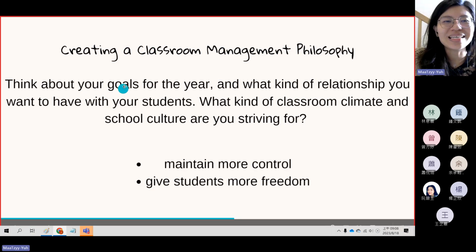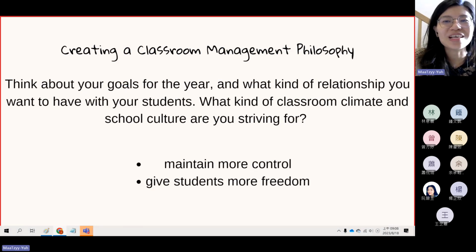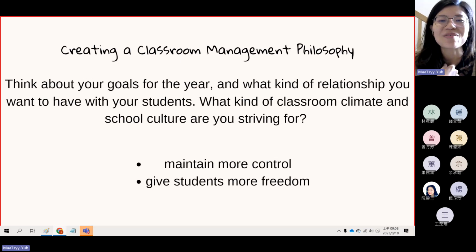And also, okay, this is the part I'm interested in: creating a classroom management philosophy. Think about your goals for the year. What kind of relationship do you want to have with your students? What kind of classroom climate and school culture are you striving for?